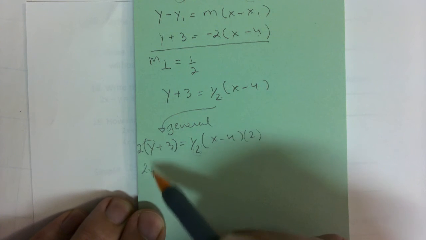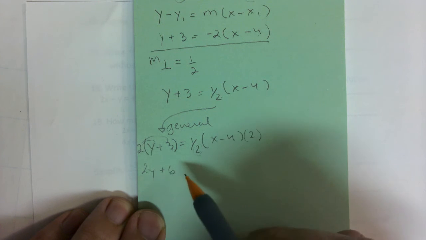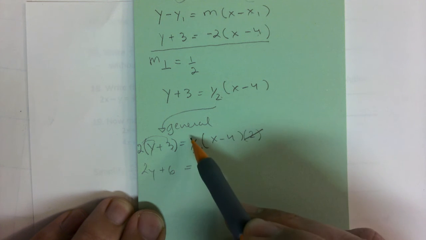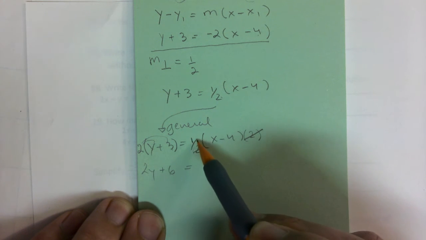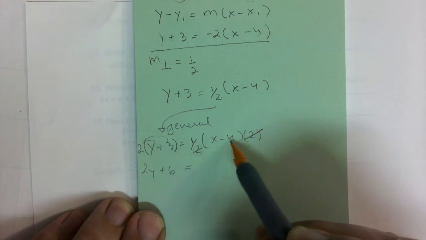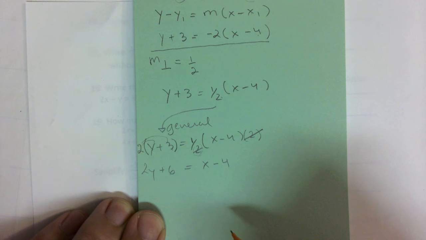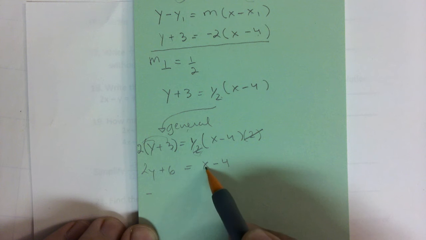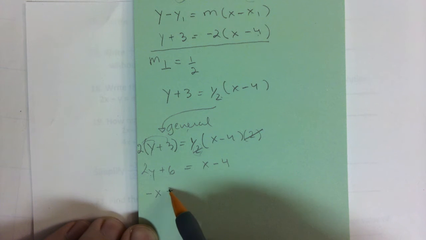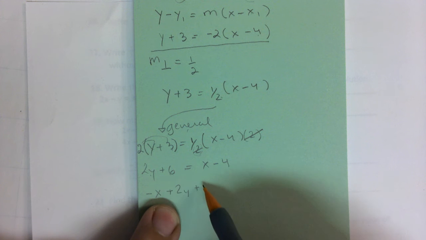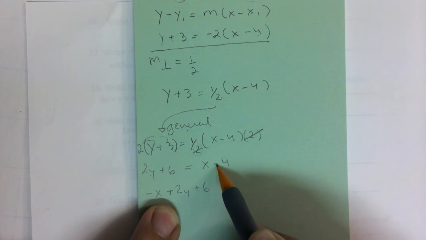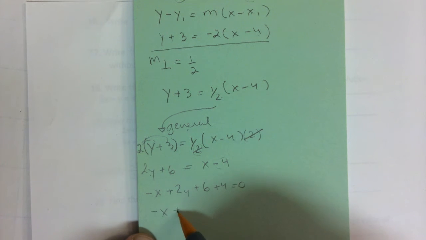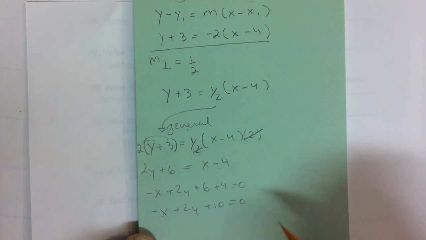So 2y, and watch your signs, right? Plus 6. In this case, it's all positive, so no big deal. This 2 goes with that, and this happens to be a 1. Watch for -1 or -2 or whatever. Because it's 1, I don't need to really worry about distributing. In general form, you want everything over on this side. So x comes over negative. The 2y is already there. The 6 is already there. The -4, I'm going to bring it over, adding. And so that's equal to 0. That's -x + 2y + 10 = 0.